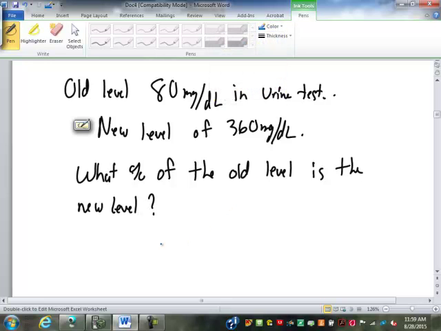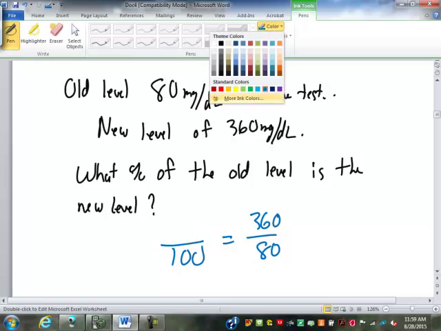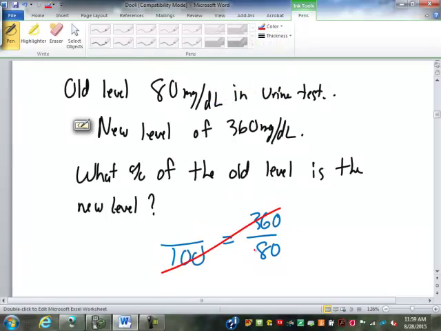So here we're looking for a percent again, so something's out of 100. Perfect. 360 over 80. It's what percent is the new level out of the old level? That means the old level has to go on bottom, the new level on top. We will cross multiply and divide. 100 times 360 is 36,000. Divided by 80 is going to give us 450, or 450%.